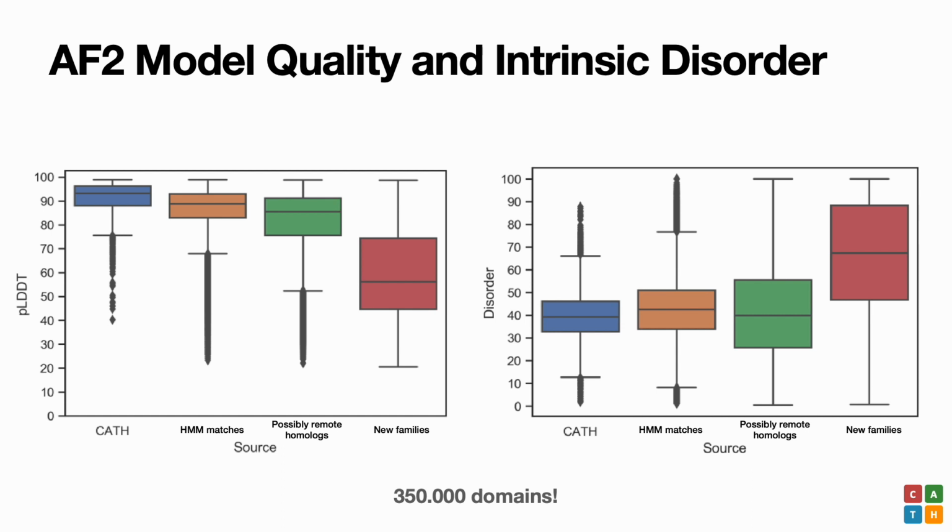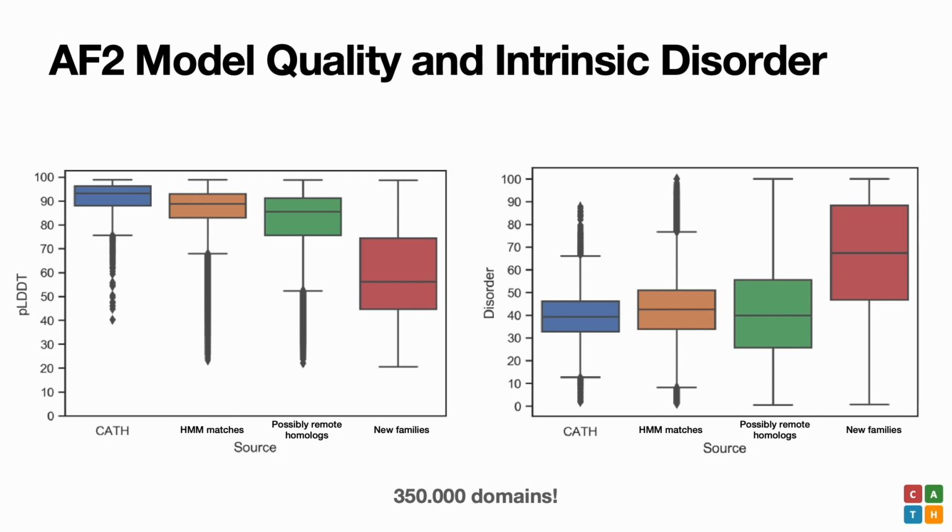It was very high. But then as soon as we move further away from what is known, like for very remote homologs or potentially new superfamilies, we noticed that not only the quality dropped quite significantly, but also that the disorder level found in these potentially new domains was also increasing quite a bit.